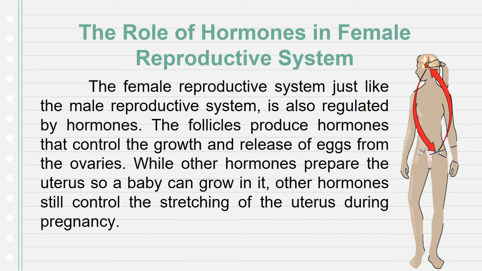The female reproductive system, just like the male reproductive system, is also regulated by hormones. The follicles produce hormones that control the growth and release of eggs from the ovaries, while other hormones prepare the uterus so a baby can grow in it. Other hormones still control the stretching of the uterus during pregnancy.